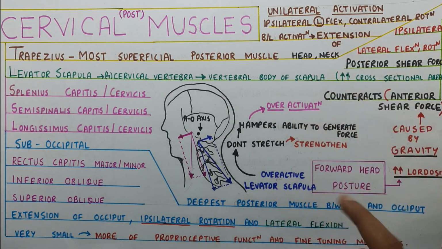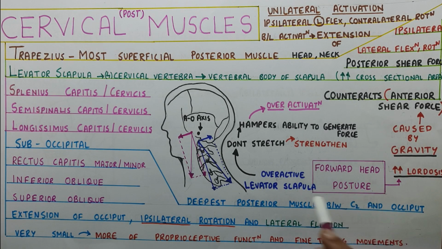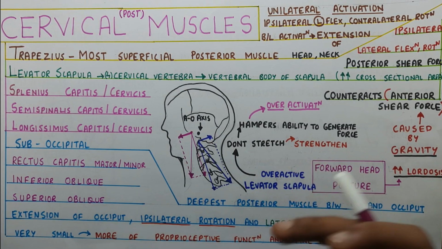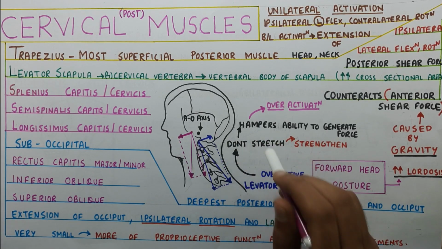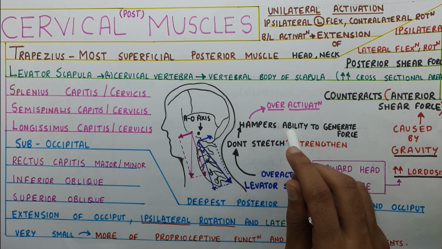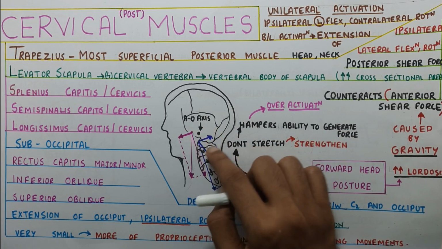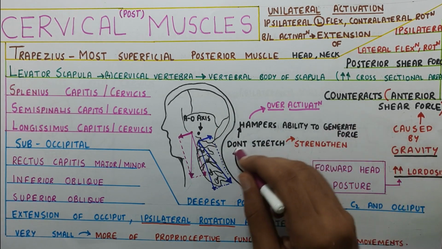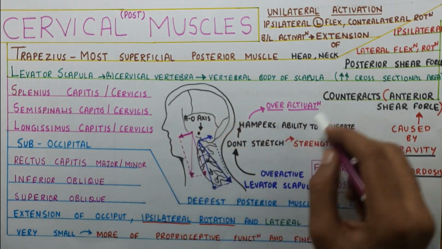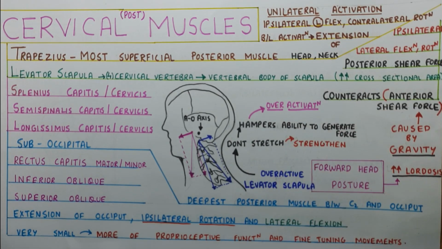Now in forward head posture, what happens is there is increased lordosis, which will lead to increased overactive levator scapulae. Now when they are overactive and painful, you don't want to stretch them. You rather strengthen them, because if you stretch them, they will hamper their ability to generate the force, that is the posterior shear force it is producing. The stretching will hamper its ability, and this will lead to more excessive anterior shear force, which will lead again to overactivation of the levator scapulae and painful levator scapulae.